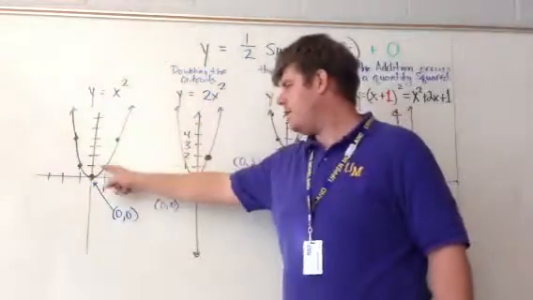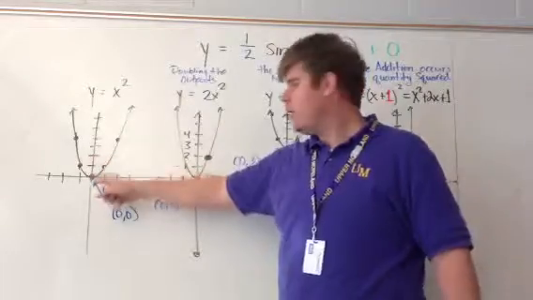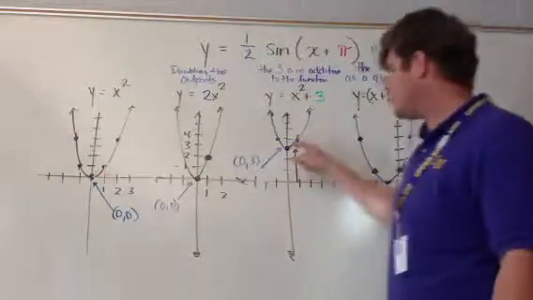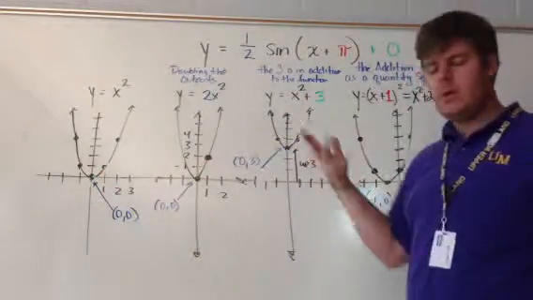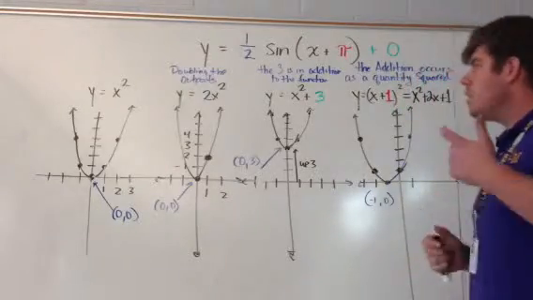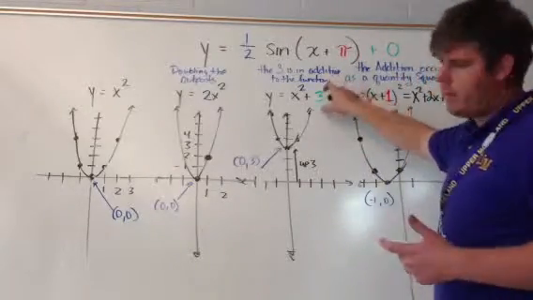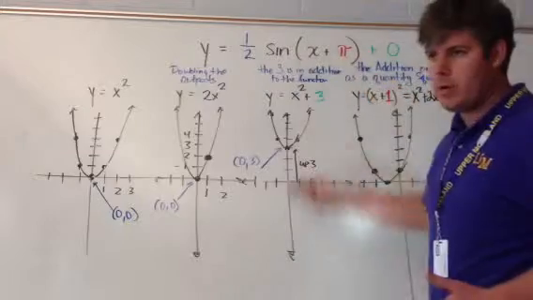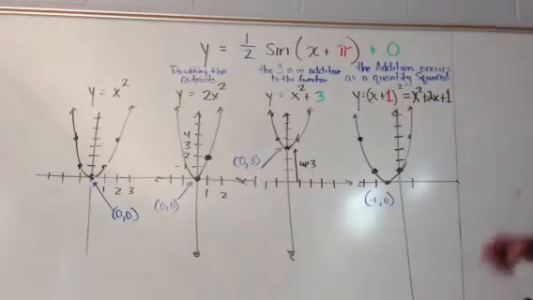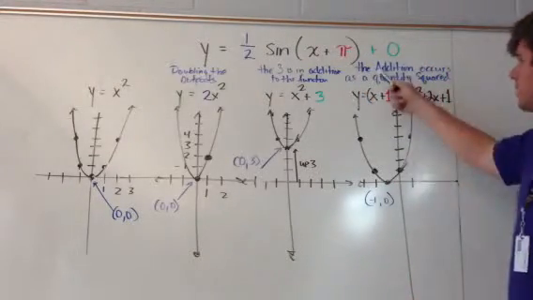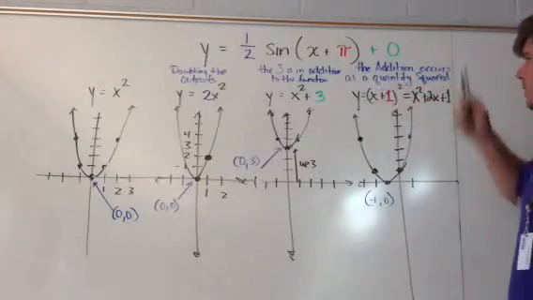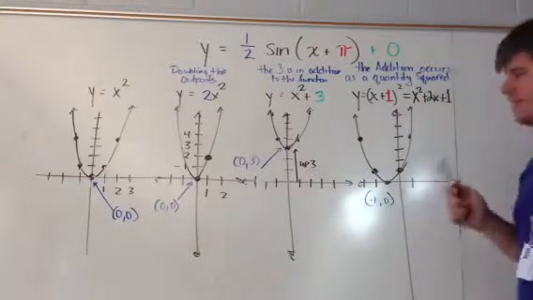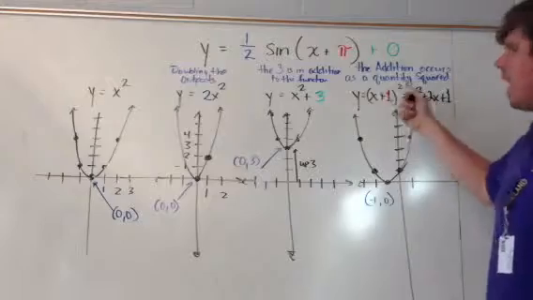And the thing I want to talk about is that these points stay snapshot, which means I go over 1, up 1 to get to my next point, and over here I go over 1, up 1. So that's an important thing to understand. So if I have an addition outside of the function, then it moves my graph up or down. This one's important because the addition occurs as a quantity squared. So my addition is actually occurring inside of the function.